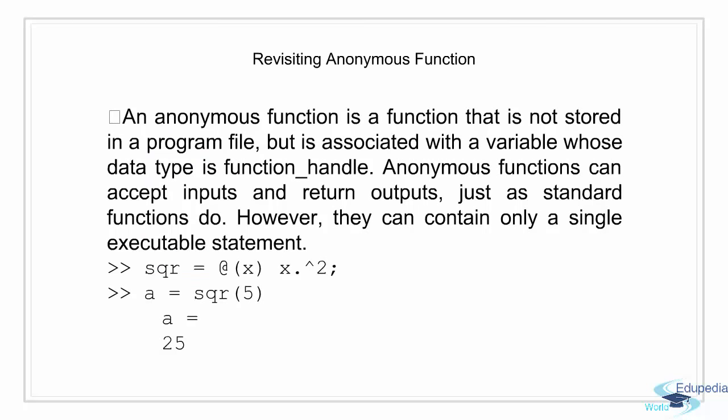We have talked a lot about anonymous functions in the previous videos. Let's revisit it. We all know that an anonymous function is a function that is not stored in a program file, but is associated with a variable whose data type is function handle. Anonymous functions can accept inputs and return outputs just as a standard function does. However, these anonymous functions contain only a single executable statement.